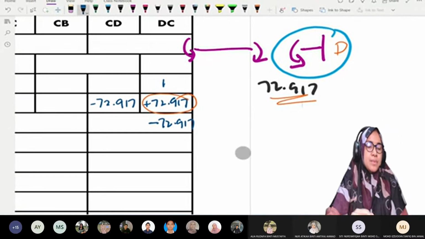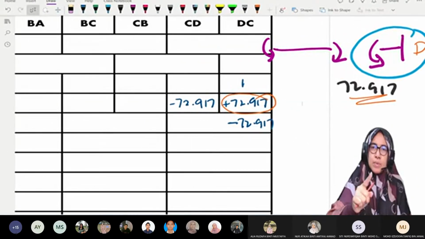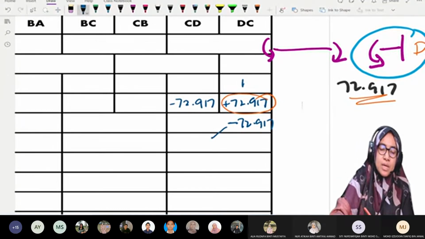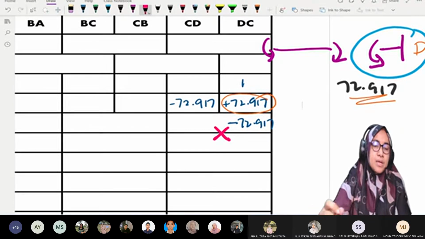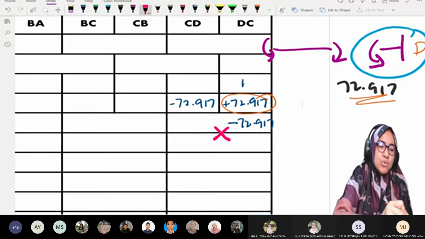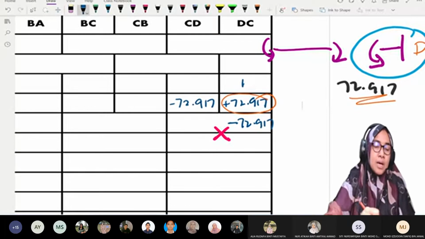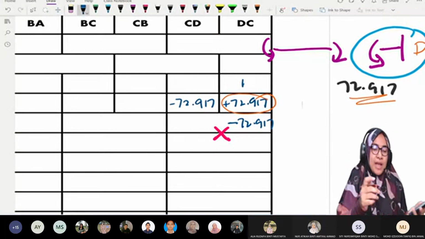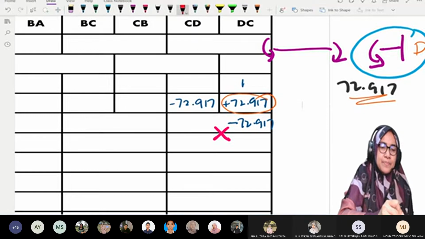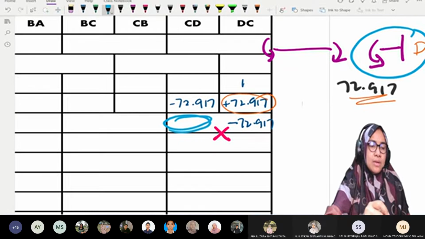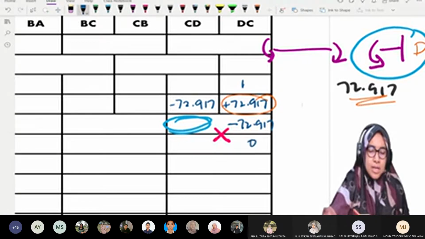Okay, so this is distribution, first distribution. And this value kena carry over. So this negative 72.917, you need to carry over to opposite, means to C. Okay, to C. Tetapi value yang dapat dekat sini, factor dia 0, jadi what you get here is 0.